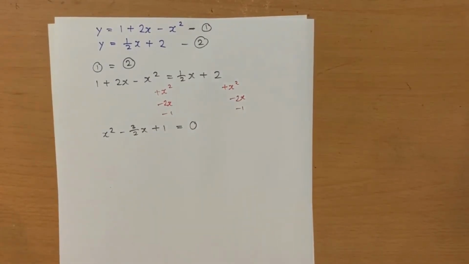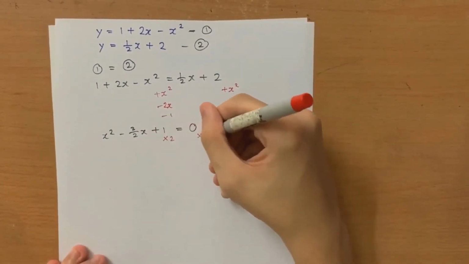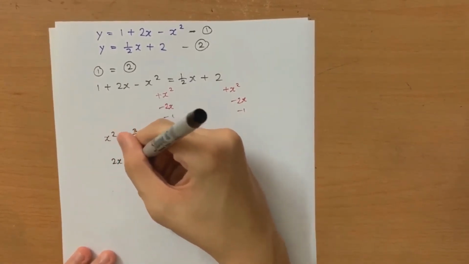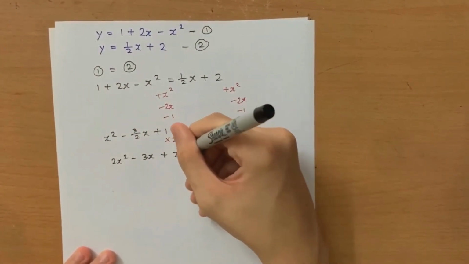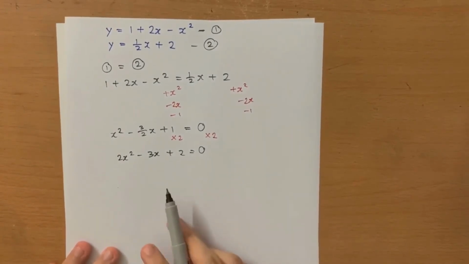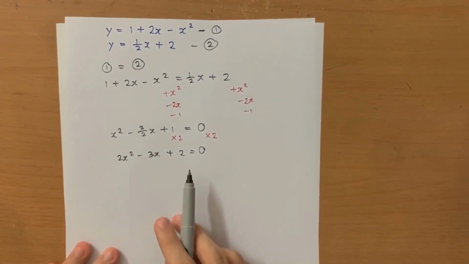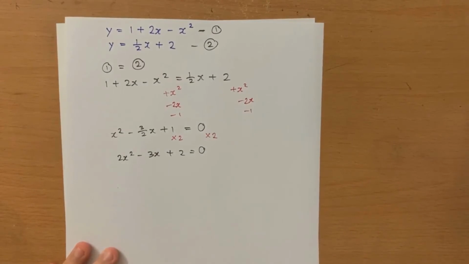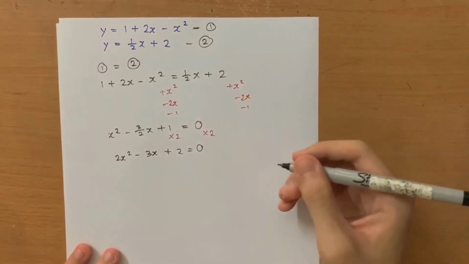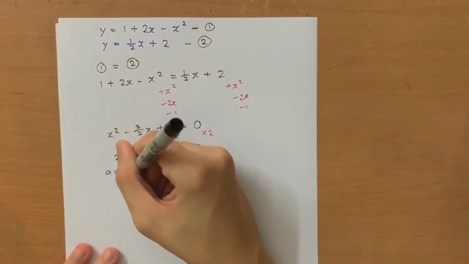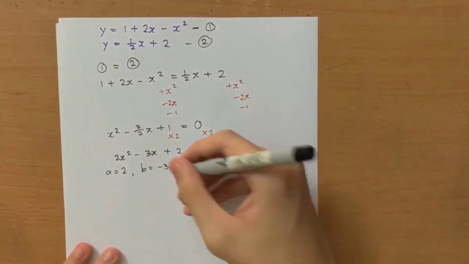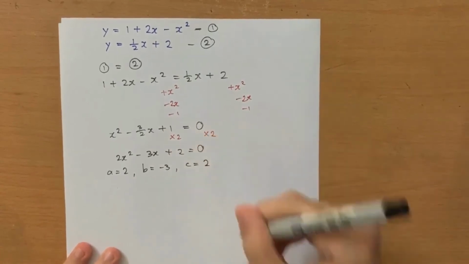And once again, just to get rid of the denominator, I'm going to multiply both sides by 2. So it will be 2x squared minus 3x plus 2 is equal to 0. Can we factorize this? This is plus, so no, I actually don't think so. I think we can't factorize. So I'm going to use the quadratic formula. So a is equal to 2, b is equal to negative 3, the coefficient of x is negative 3, and c is equal to 2.